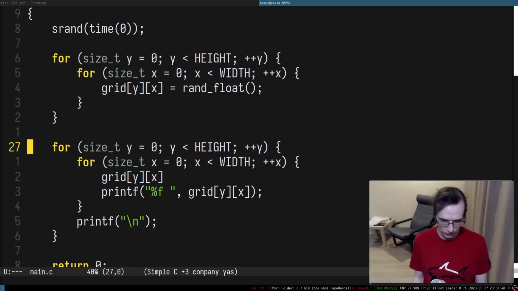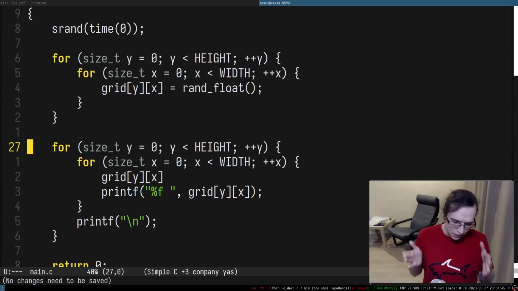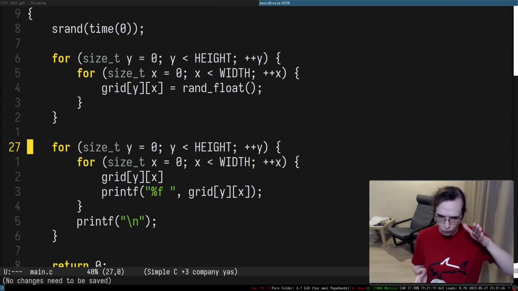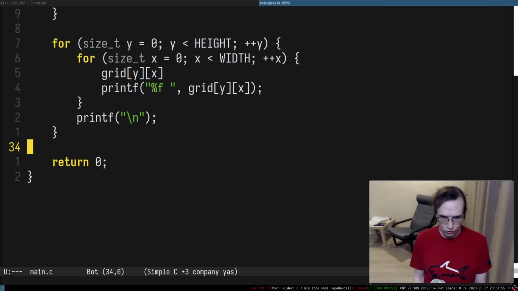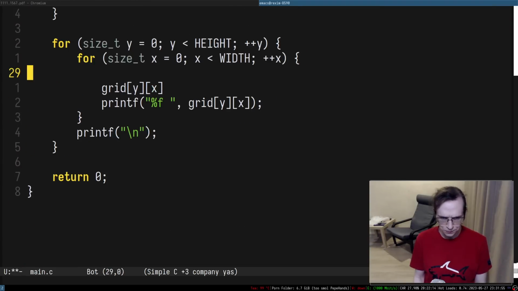How can you determine what kind of character you have to replace it with? You need to take an interval from 0 to 1 and divide it by the amount of levels in here, right? So let's actually do the following thing.